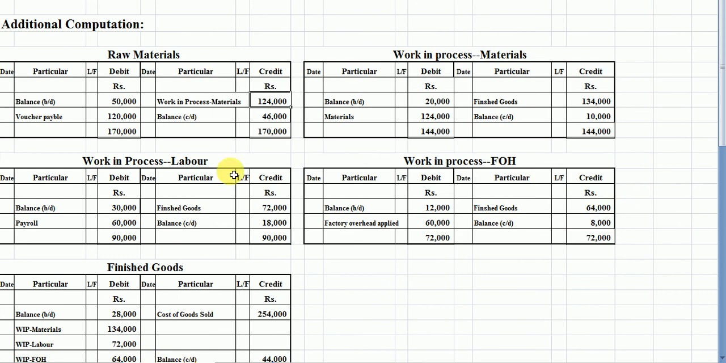Here, students, the opening balance of work in process labor is 30,000 rupees, 60,000 rupees direct labor cost which occurred during the month, and the balancing figure is 80,000 rupees. The difference is transferred to the finished goods as 72,000 rupees here. The balancing figure, 72,000 rupees, is charged to the finished goods here. Now work in process FOH.